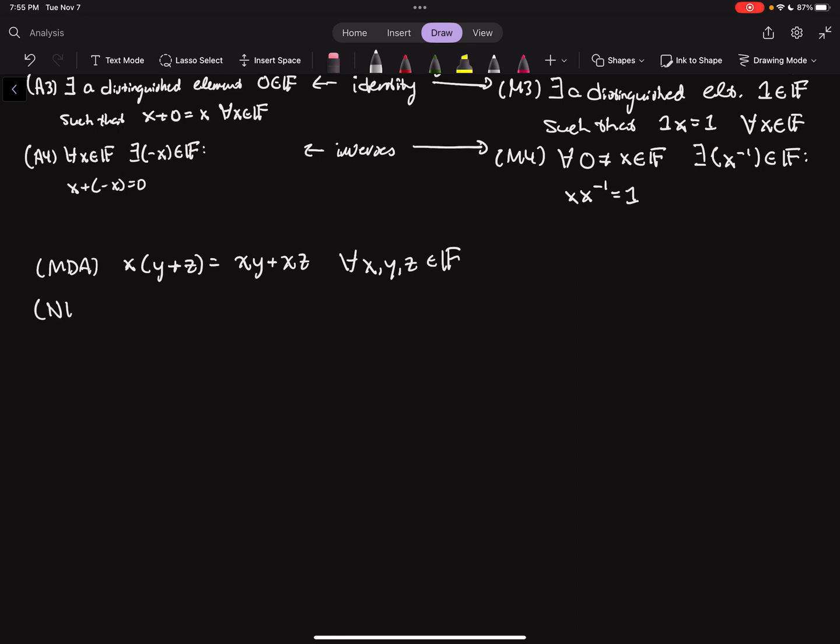Okay, and this last one, I'm going to call it ND, and it stands for non-degeneracy. And don't laugh, it says that 1 doesn't equal 0. So the additive identity and the multiplicative identity have to be distinct. And that might sound like a really silly thing, but basically the point of this is to prevent the degenerate field with one element from being a thing. So that's why we do that.